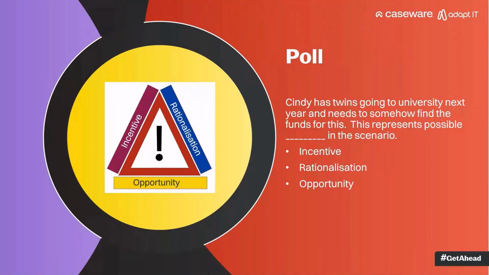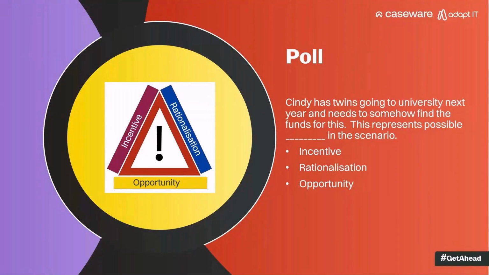Lastly, we know that Cindy has twins that are going to university next year, and she has to find the funds to actually pay for the university fees. Not just one child, but two of them. What does this represent for us in this possible indicator of fraud in our fraud triangle? Cindy's twins to university next year. She must get the money somewhere. Is that an incentive, rationalization, or opportunity for her?